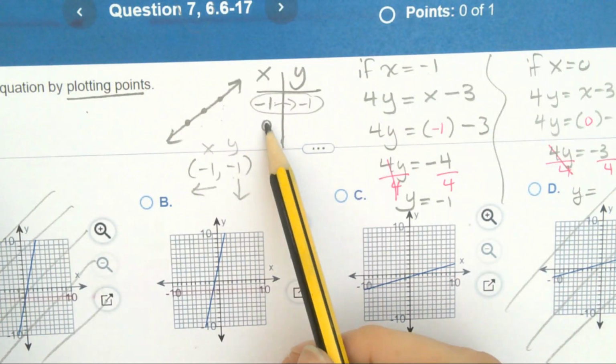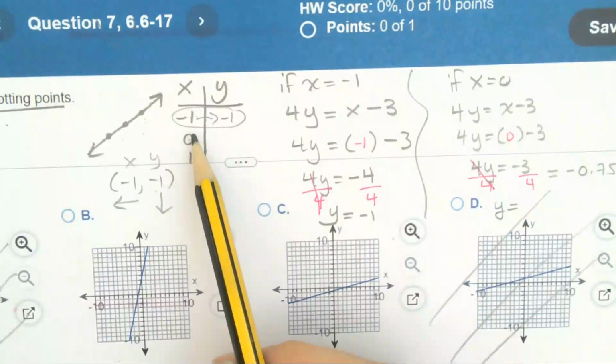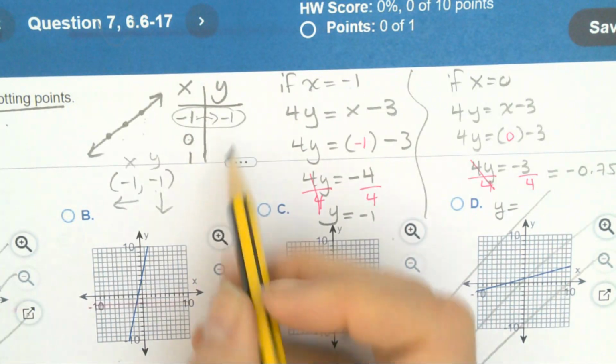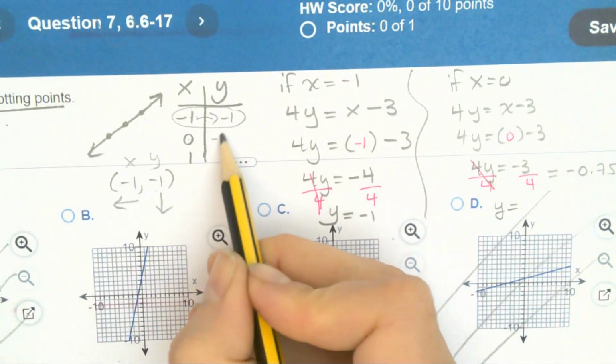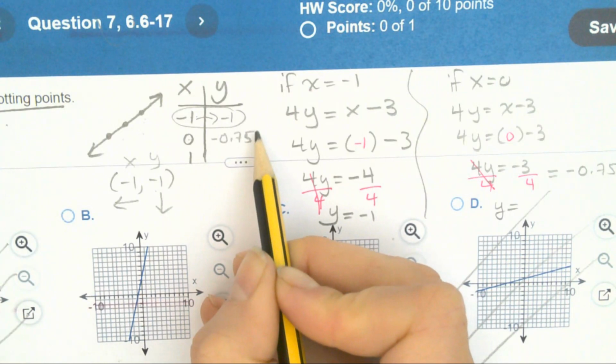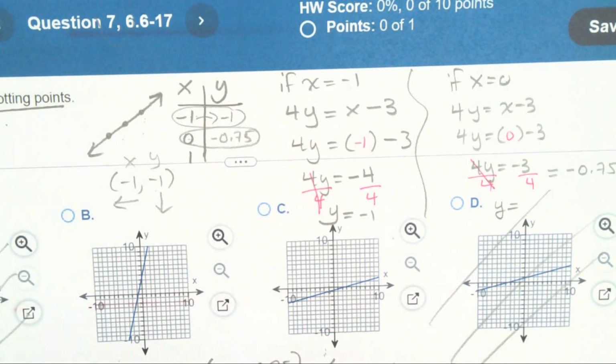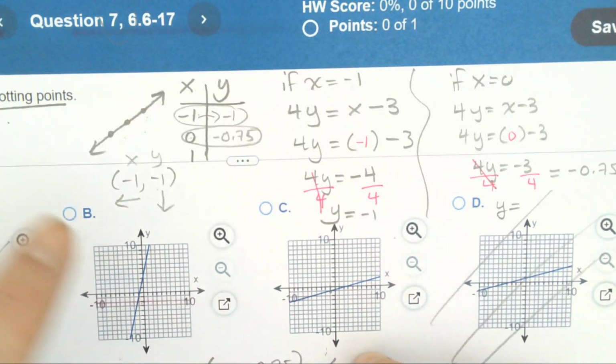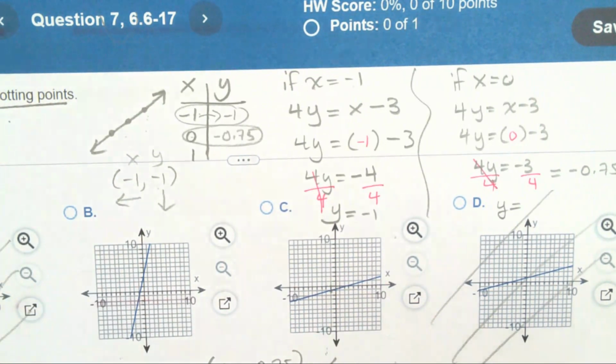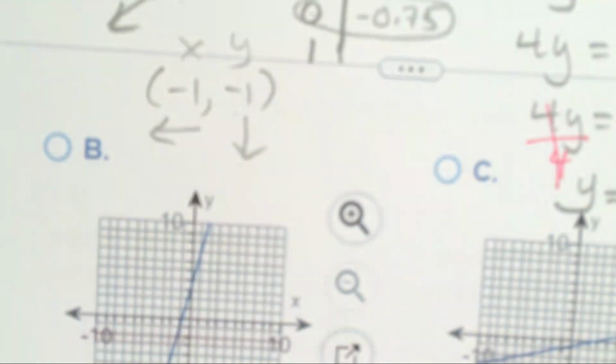So if x is 0, then y is almost -1. Okay? So that's our next point. So let's write the point down. 0, -0.75. So that's about -1. So now we're going to see if this point is on this one or this one. So let's zoom in. Okay.